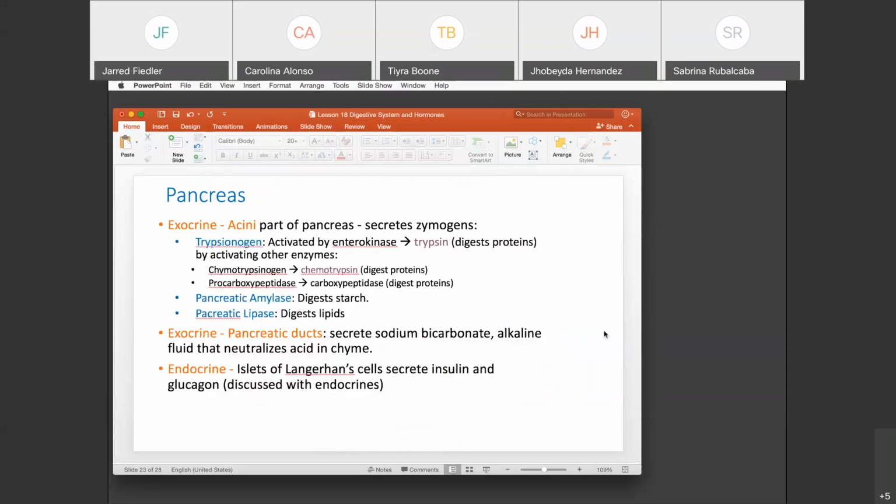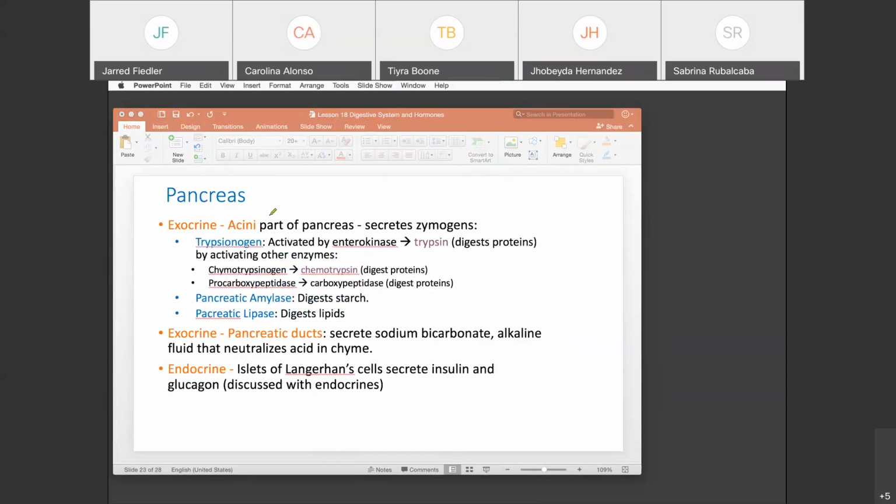All right, so let's talk about the pancreas, and I think we'll stop here. This will be the last thing we'll talk about. Okay. So what happens in the pancreas? Well, the pancreas is going to be secreting a lot of different kinds of hormones. All right, and there's two types of secretions: exocrine and endocrine.